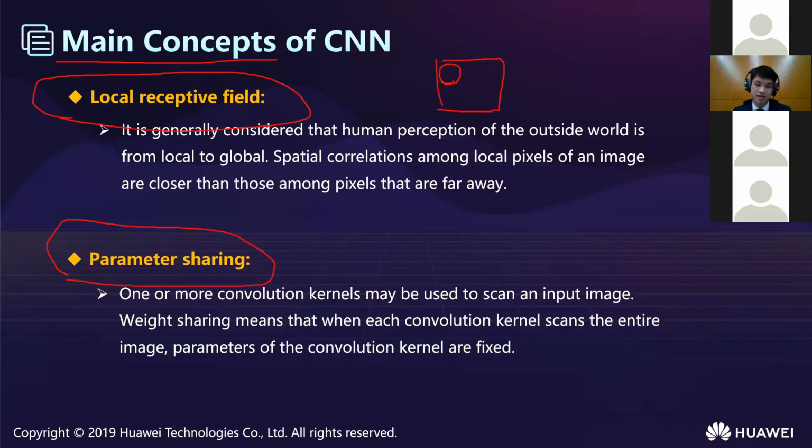And the next concept is called parameter sharing. That means we only need one or more convolutional kernels in one layer. The number of parameters of a 3 by 3 kernel is only 9. So we don't need a lot of weights in one layer in the neural network. So that is how to reduce the number of weights. So we only need a small number of weights in convolutional neural networks.